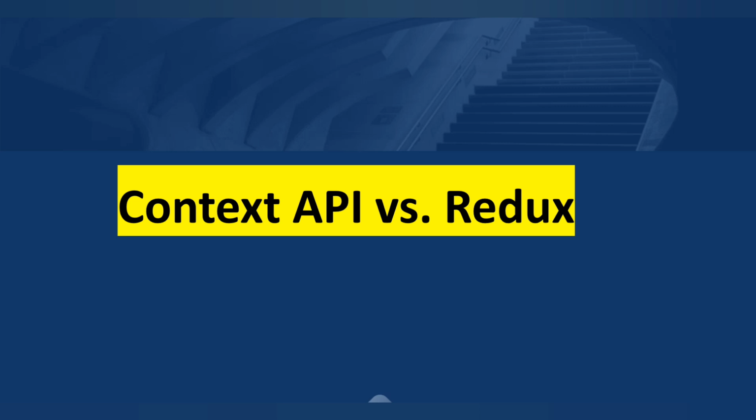In summary, both Context API and Redux are tools for managing state in React applications, but they serve different purposes. Context API is like a family meeting for sharing simple information, while Redux is like a family newsletter that helps manage complex updates. Choosing the right one depends on the size and complexity of your application. This is all about Context API and Redux in React.